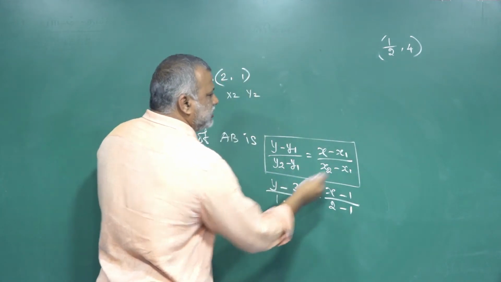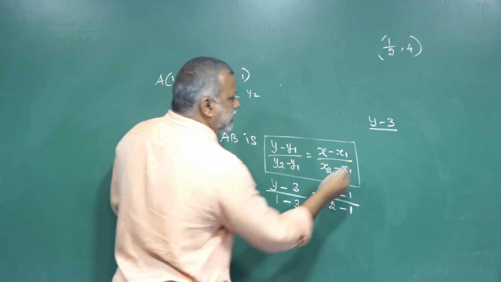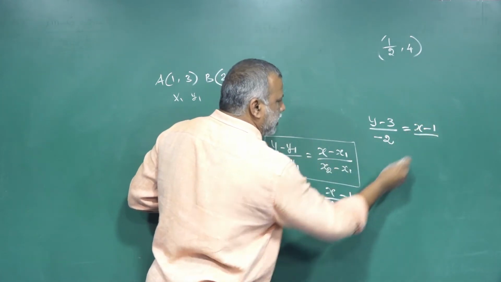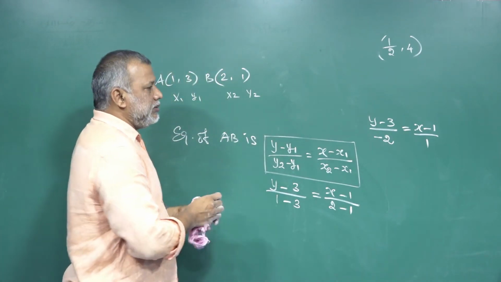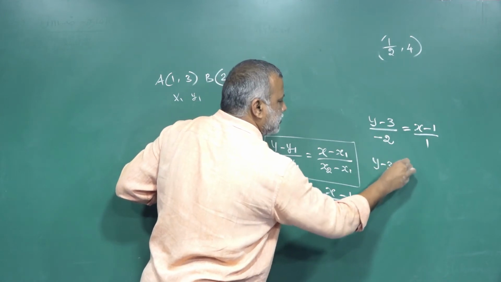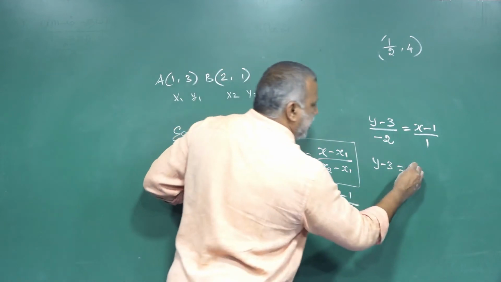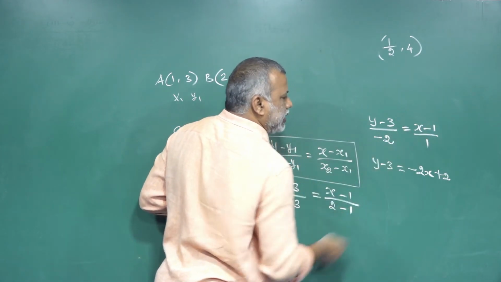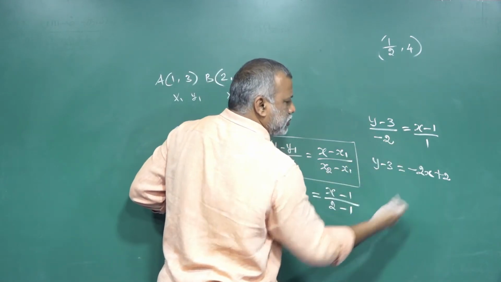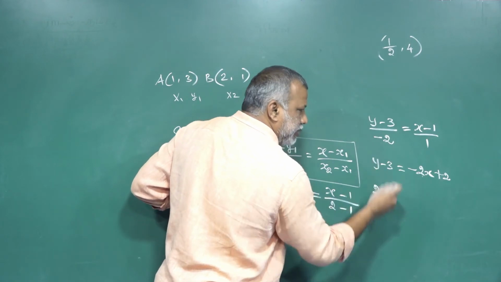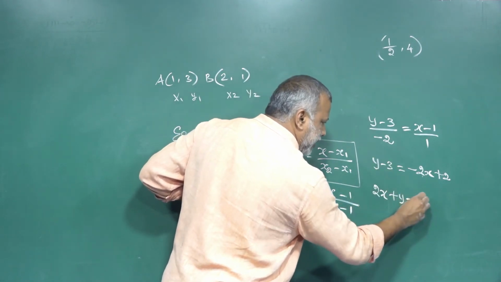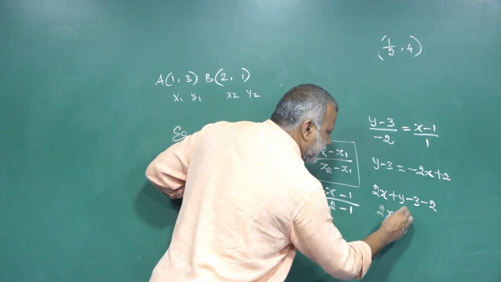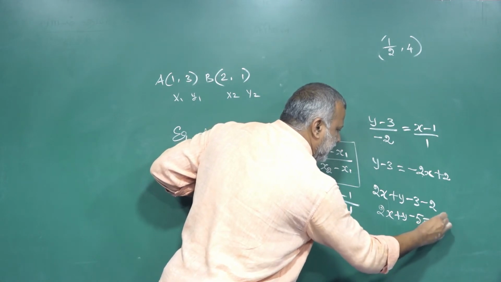Now listen, (y minus 3) divided by (1 minus 3), which is minus 2, is equal to (x minus 1) divided by (2 minus 1), which is 1. Now cross multiply. 1 cross multiplying gives y minus 3, and minus 2 goes to the other side, giving minus 2x minus of minus, plus 2. So y minus 3 is equal to minus 2x plus 2. Convert everything to the same side: we get 2x positive, already we have y, then minus 3, and again this 2 goes to the other side and takes the negative symbol. So the equation is 2x plus y minus 5 equal to 0.